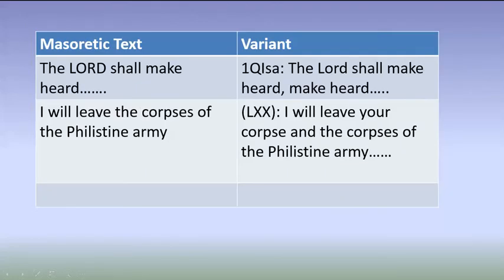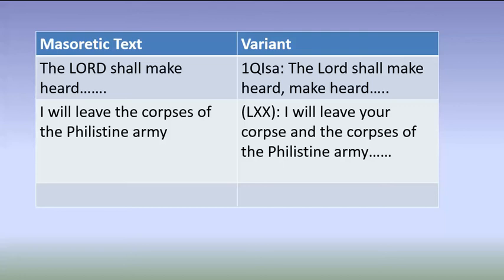Here's just a couple of examples. So the Masoretic text reads, "The Lord shall make heard..." A variant coming from one of the Qumran scrolls, the book of Isaiah, reads "The Lord shall make heard, make heard." So that's an example of words written twice, which is dittography in the variant.